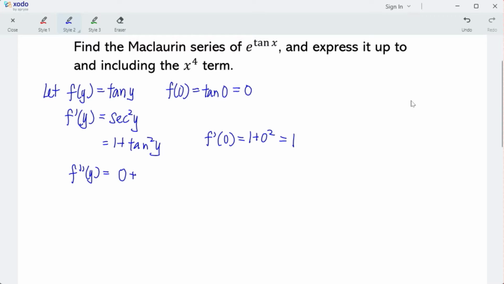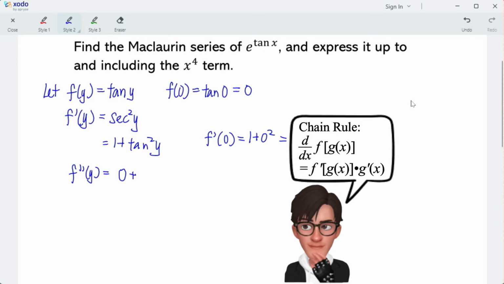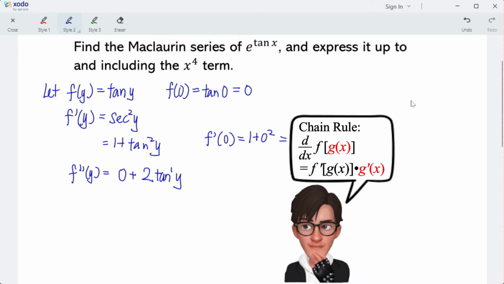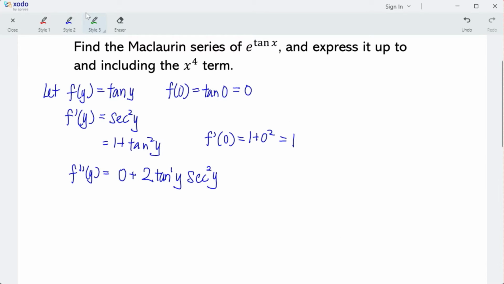And now differentiate tangent square y by using the chain rule. So the power comes down, we have 2 here, and the power loses 1, 2 minus 1 is equal to 1. The variable remains, and differentiate tangent, we obtain secant square y. If you are not familiar with this chain rule, let me show you here step by step.